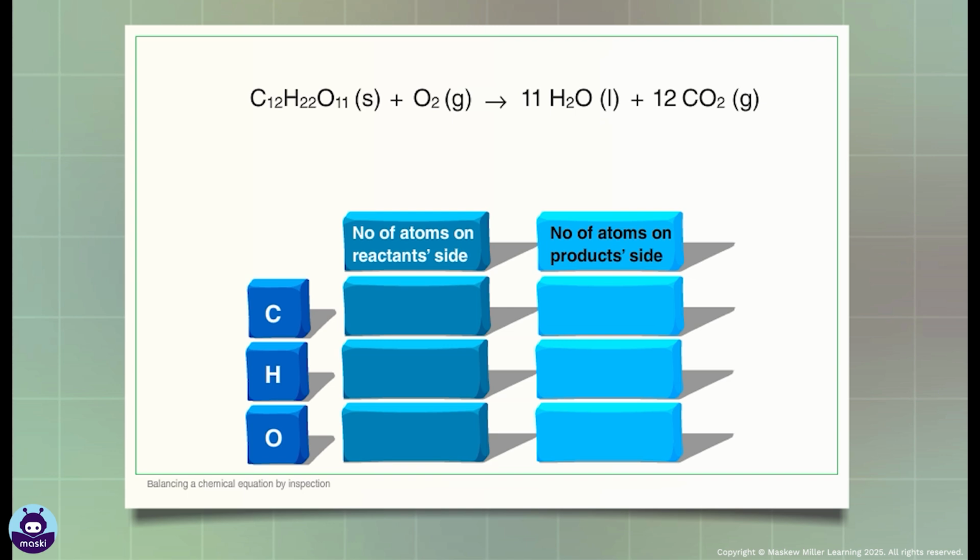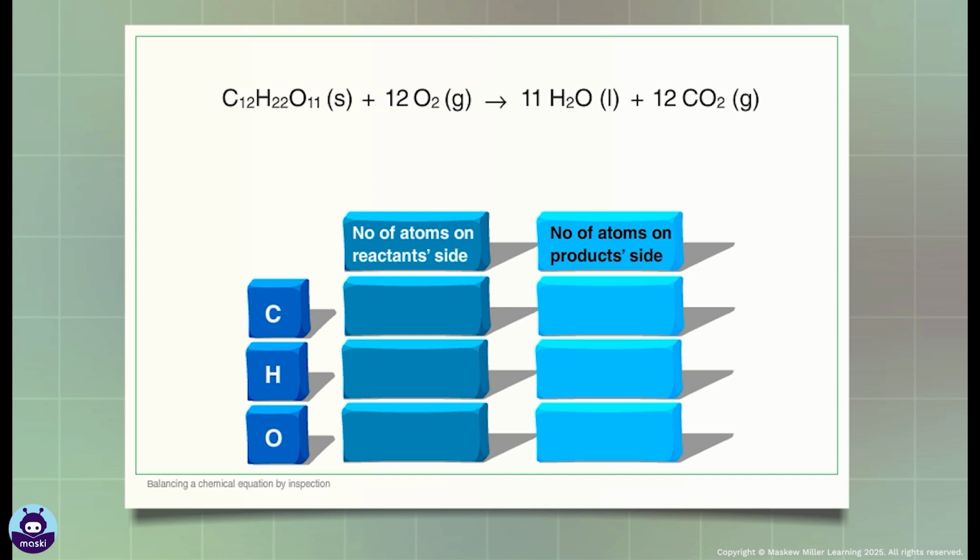The equation now becomes C12H22O11 solid plus O2 gas giving 11 H2O liquid plus 12 CO2 gas. Reactant side: carbon, 12 atoms; hydrogen, 22 atoms; oxygen, 13 atoms. Product side: carbon, 12 atoms; hydrogen, 22 atoms; oxygen, 35 atoms. Finally, we balance the number of oxygen atoms. This is because oxygen features in all the 4 chemical substances in the equation. We change the coefficient of O2 on the reactant side to 12.